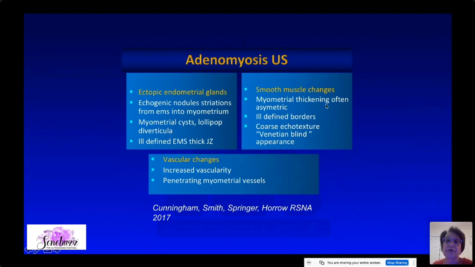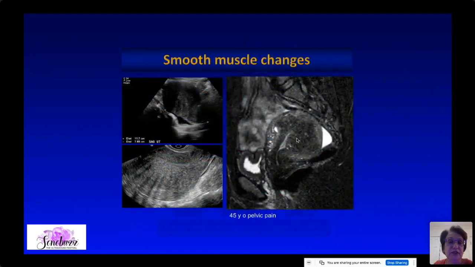You may have asymmetric myometrial thickening with ill-defined borders and coarse echotexture of the myometrium with this Venetian blind appearance, this kind of streaky shadowing coming from the myometrium. And you can have vascular changes. There may be increased vascularity, and you can have penetrating myometrial vessels. So let's look at the example. These are some of these smooth muscle changes.